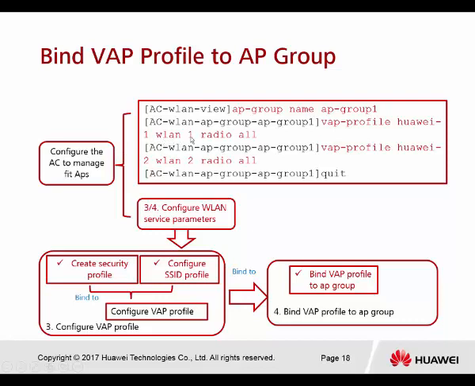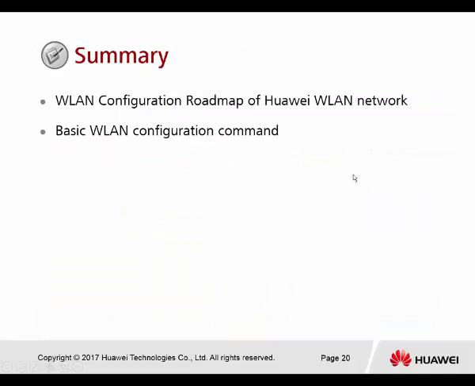I put WLAN 1 and radio all. Okay, the radio all mean including the 2.4 and the 5 GHz frequency band. So I'm going to broadcast this SSID in the 2 different frequency band. Okay, once you've done all the binding, now you can quit. Okay. So this is all the configuration with using the CLI.